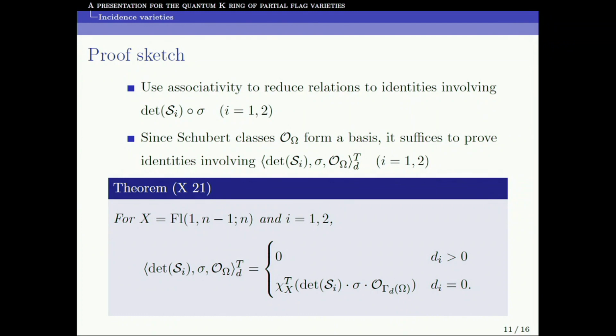But here we are using this formula in a different way, where we use these formulas to prove those conjectured relations. The reason we can do this is because, first of all, Schubert classes form a basis. And moreover, in the case of incidence varieties, we can reduce our conjectured relations to some identities that involve only multiplication by these determinants of tautological subbundles.